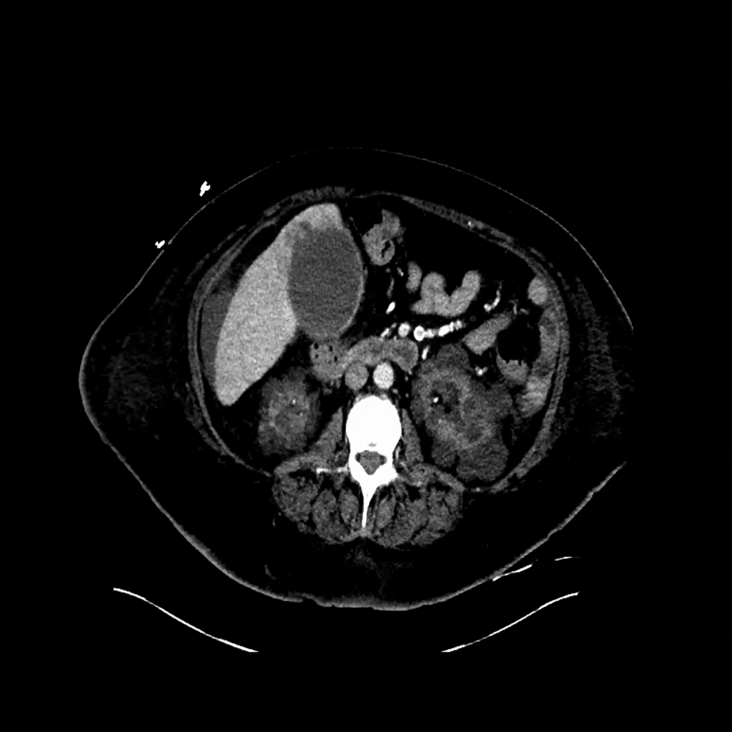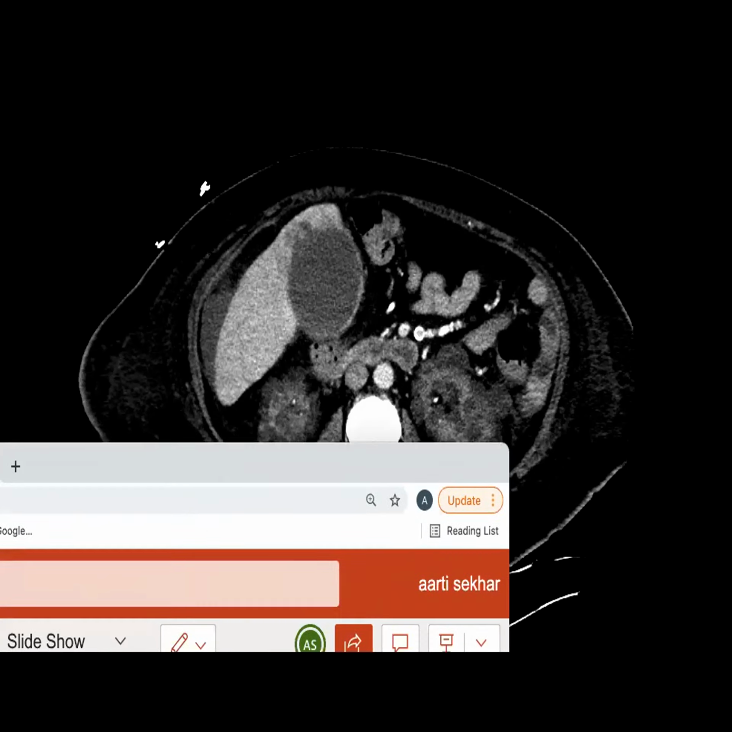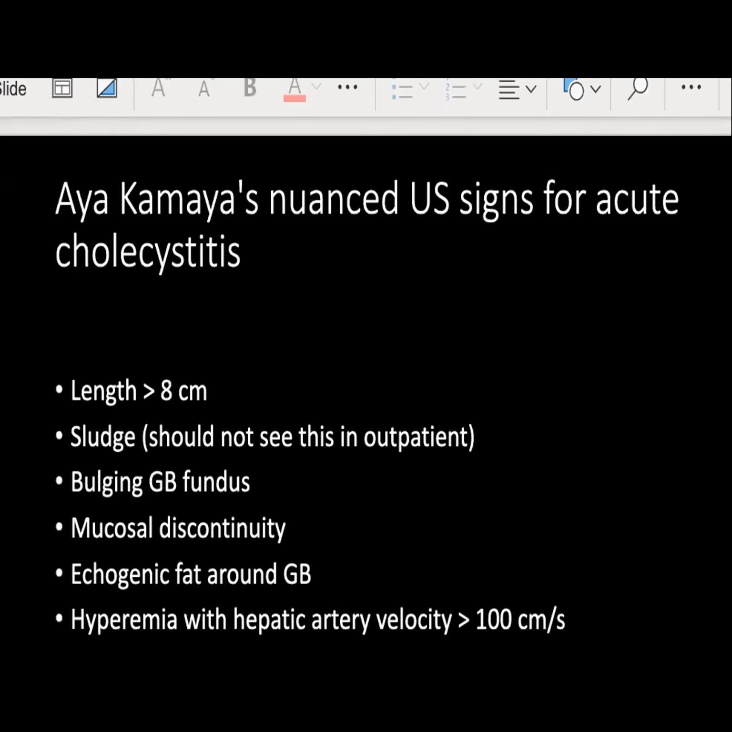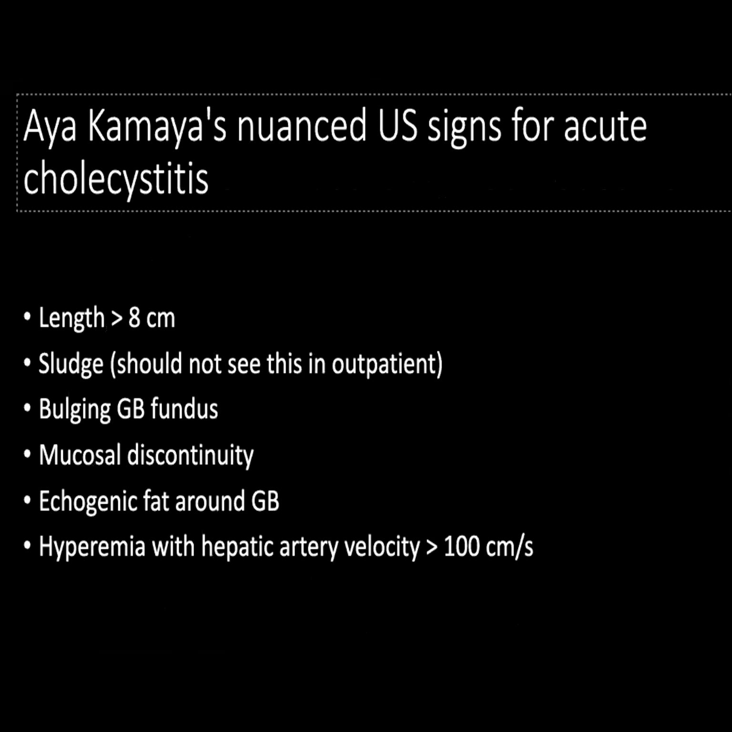Right. So anyway, I just wanted to show you these signs that Aya talked about at SAR. The length greater than 8 centimeters, sludge, which she said you should not see as an outpatient. I am not totally sure about this because a lot of people have sludge, but there was a debate about what sludge is exactly. She was talking about sludge on ultrasound. The hyperconcentrated stuff that we see layering on CT and MR might just be hyperconcentrated bile, not necessarily true sludge, which is cholesterol coming out of solution.